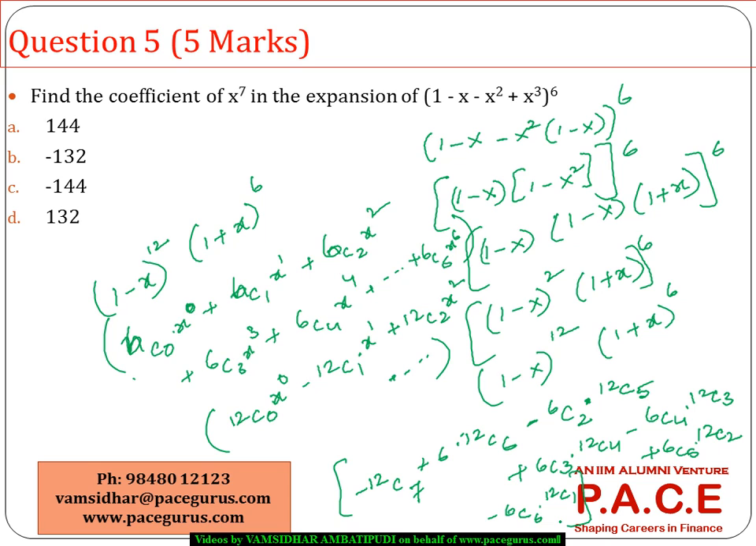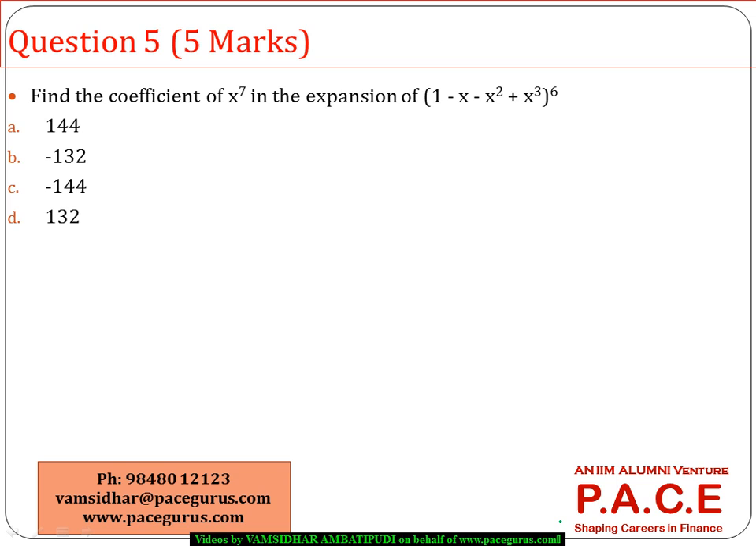Or probably we can keep it here itself. Let's try out one more way if it is possible. 1 minus x minus of x squared into 1 minus x to the power 6. So I can write it as 1 minus x to the power 6 into 1 minus x squared to the power 6. If I keep it like this only, at least now I'll use the binomial theorem. So here I know at least only the even functions will come.